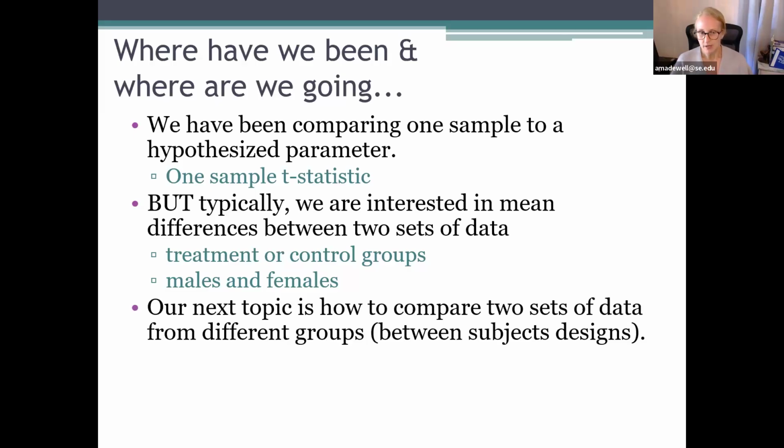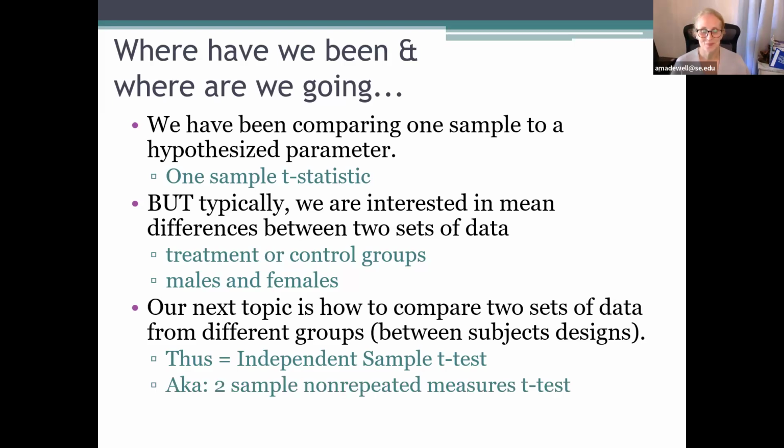Now, for independent samples t-tests, we're going to compare two sets of data for these two different groups. So that's why it's called an independent samples t-test or non-repeated samples t-test. Those are both comparable.